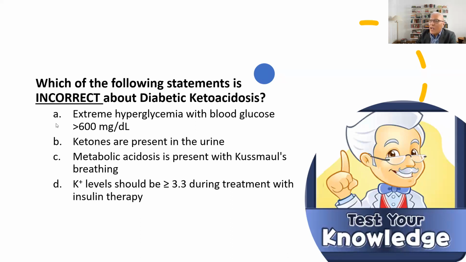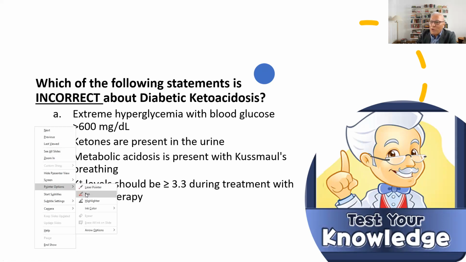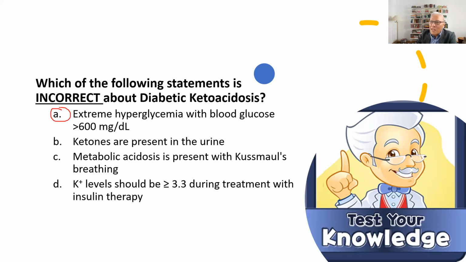Okay, so the correct answer here is letter A, and that's going to be our next point of discussion very briefly. These levels of blood glucose are not found in DKA. They would be found in another situation known as hyperglycemic hyperosmolar nonketotic syndrome. And we're going to talk about that next.